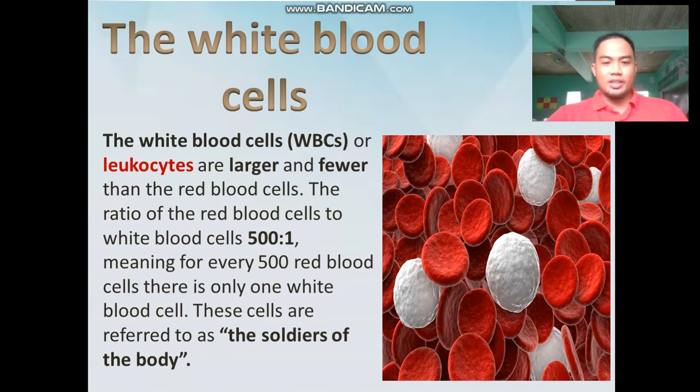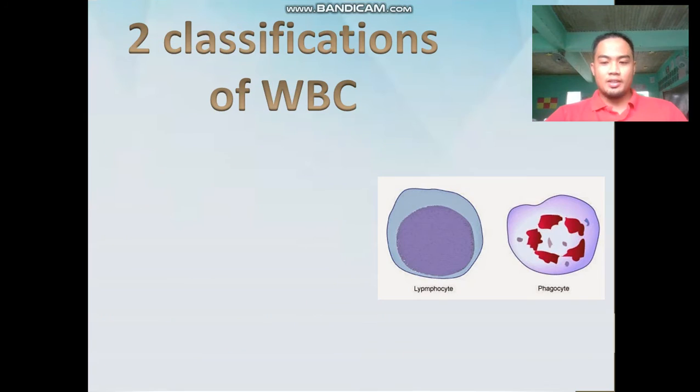White blood cells. So what is the purpose of white blood cells or WBCs or leukocytes? So, ang ratio sang white blood cells sa red blood cells is 500 to 1. So, every 500 nga red blood cells, there is 1 white blood cell. So, white blood cells are the soldiers of the body.